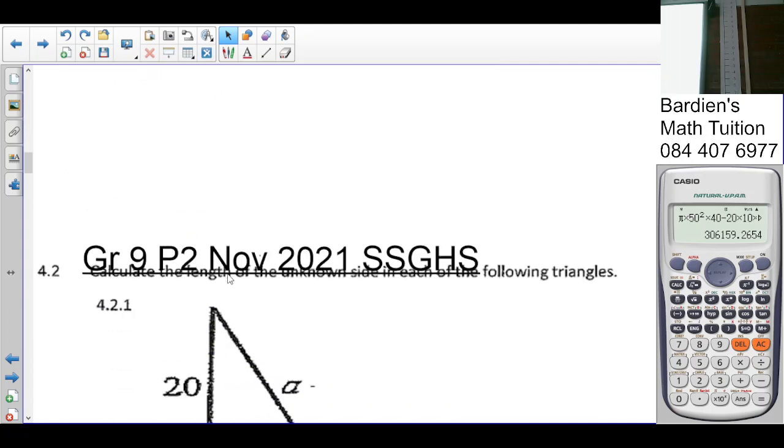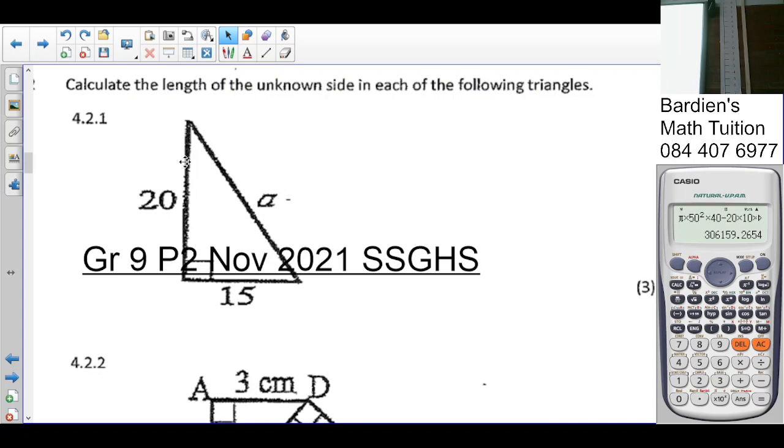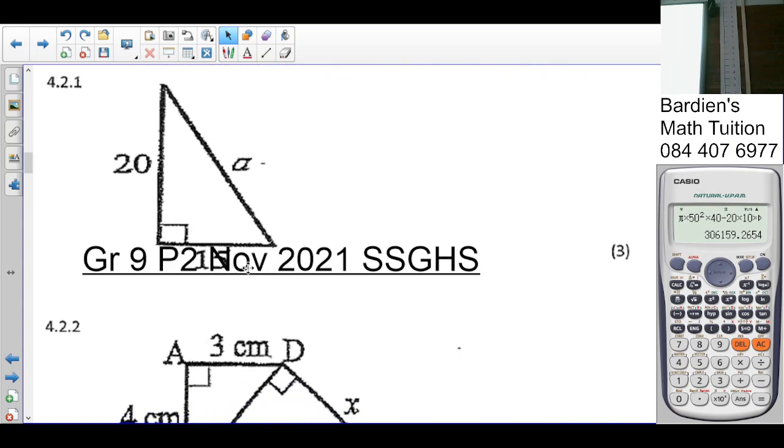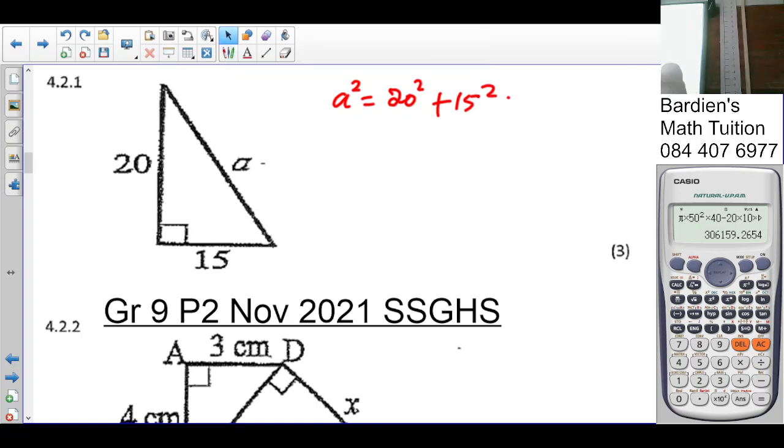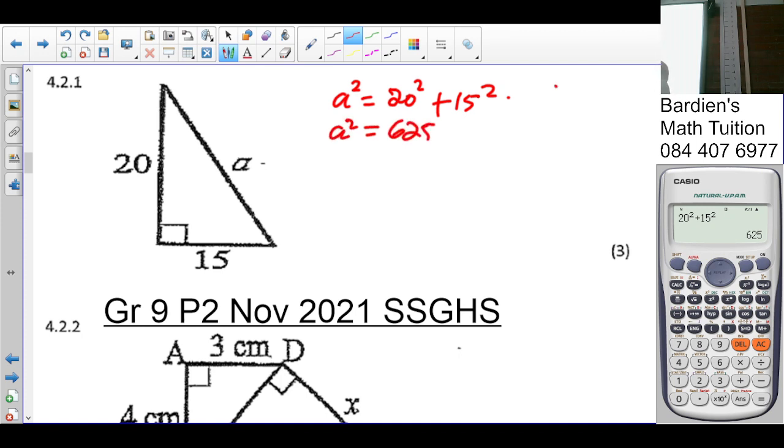Alright, next question, 4.2.1. Calculate the length of the unknown side in each of the following triangles. So what do we say here? A squared is equal to 20 squared plus 15 squared, which equals 625. 625 is equal to a squared. Did it ask us to solve for a? Yes, a. So I square root both sides. So a is equal to 25.